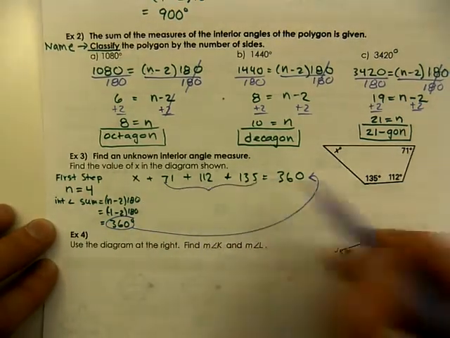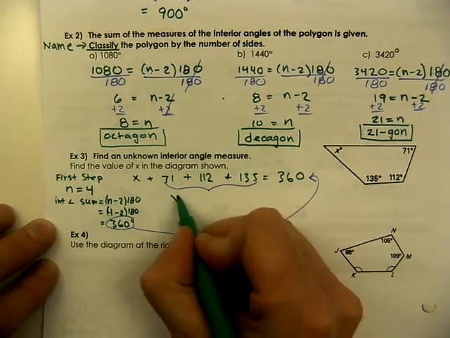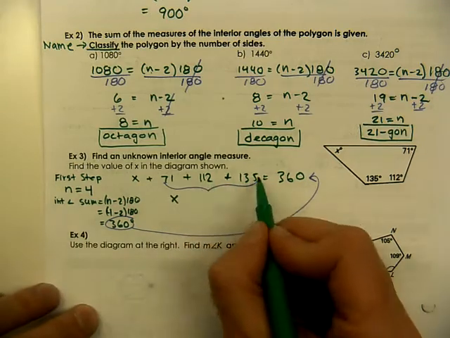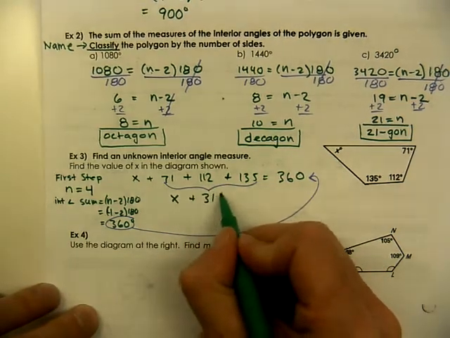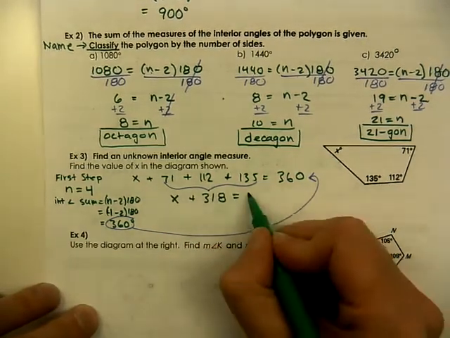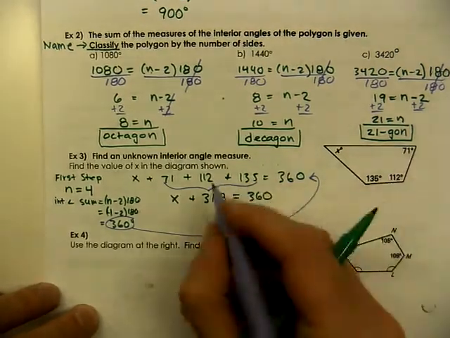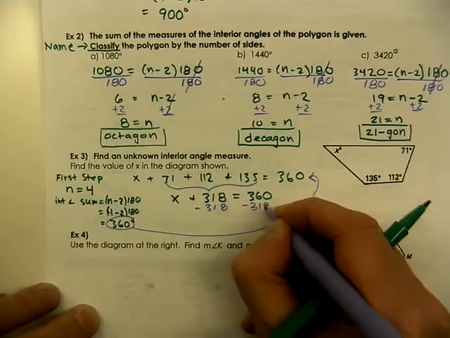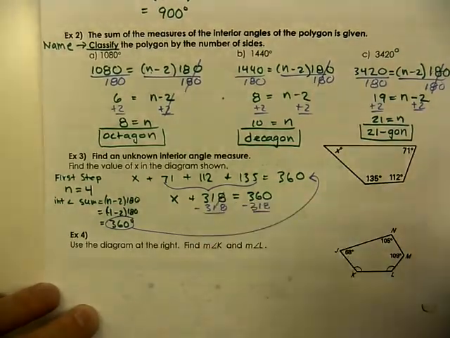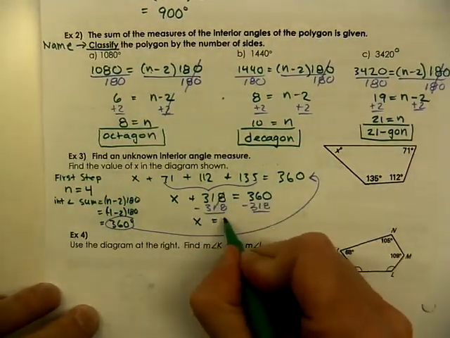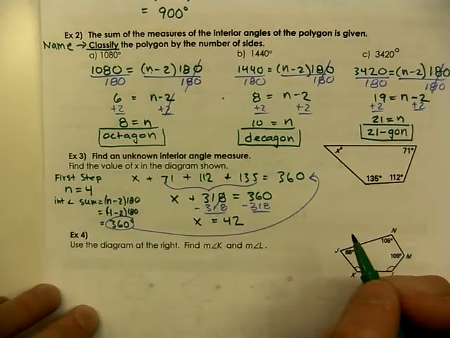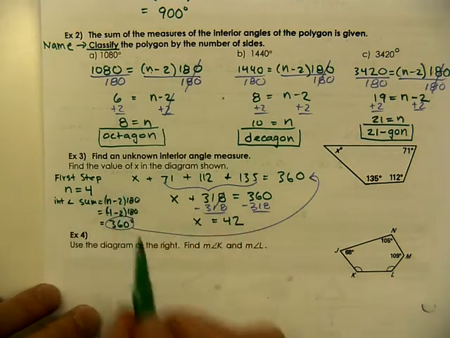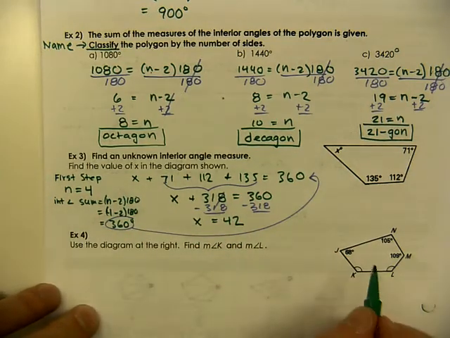Let's combine our like terms. Again, my calculator is helping me out here. Adding up 71 and 112 and 135 gives me 318. So x plus 318 equals 360. Let's move all the constant terms to the right-hand side, subtracting 318 from both sides. This isolates the variable. We get a result of 42. So that's the concept. We want to do this again now with a figure that has yet more sides.